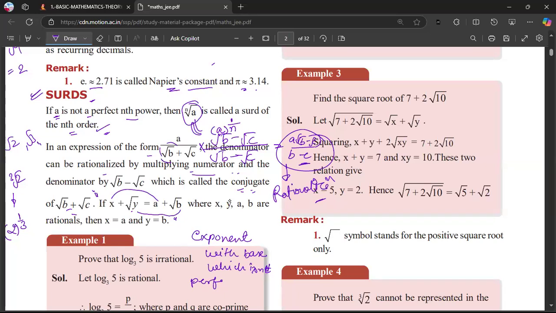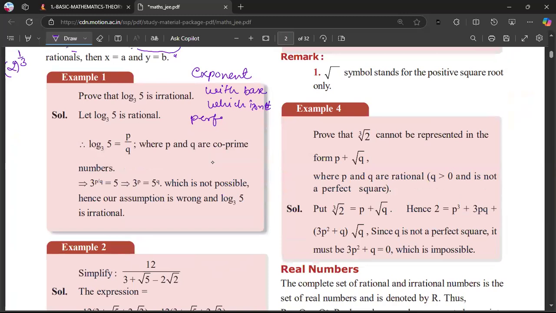Is this thing clear? It is like this: if there is 2 plus root 3 on the right hand side in a question, and it is given that m and n are rational numbers, then m will be equal to 2 and n will be equal to 3. Now clear? Yes, sir. We don't need to do such things in our NDA paper.